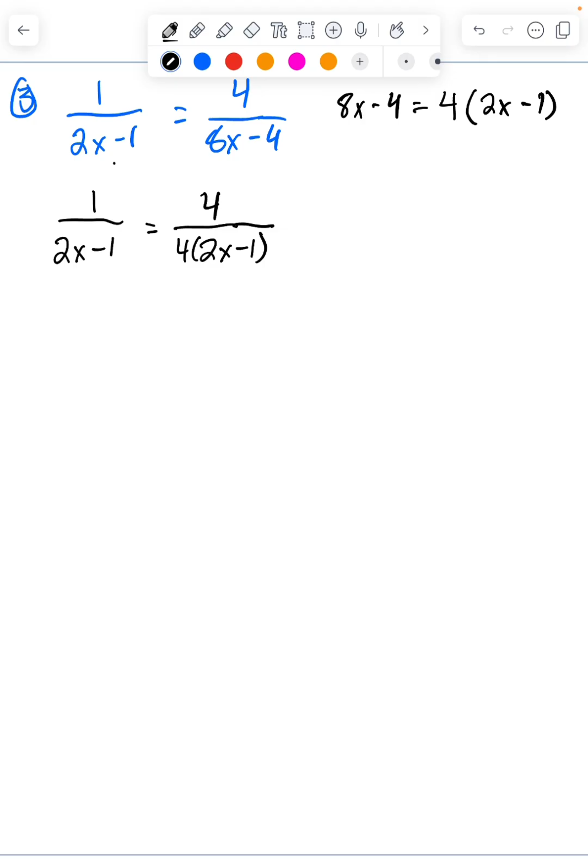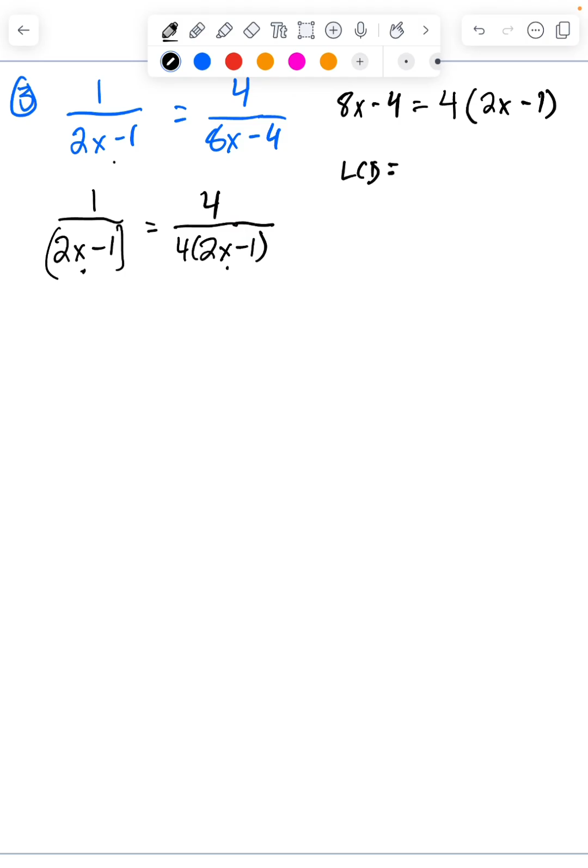So let's take a look. This is 4 times 2x minus 1. What is our LCD? If you could guess, if I put a parenthesis here, what is this term missing that this term has? This is missing a 4 in front of it. So we could say our LCD equals 4 times 2x minus 1.